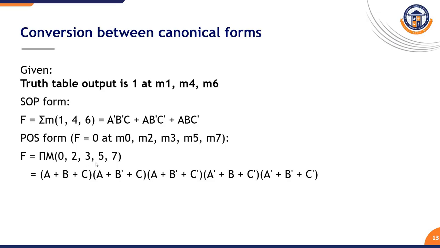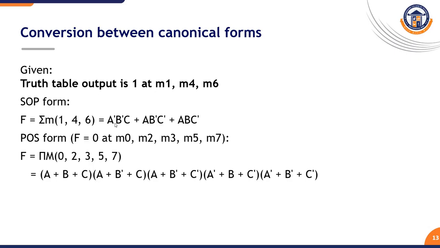So 0 will be 0, 0, 0. 0 will be represented in original form of variables A, B and C. 2 will be 0, 1, 0. So here in between 1 we have, so 1 can be represented by complement form, 0 will be represented by original form. So when we expand and combine all the sum terms or multiply together, we'll get the conversion between sum of product as well as product of sum form in the canonical forms.